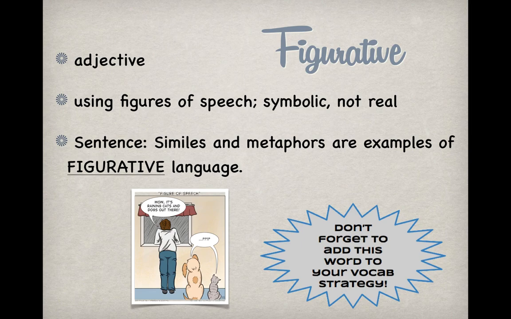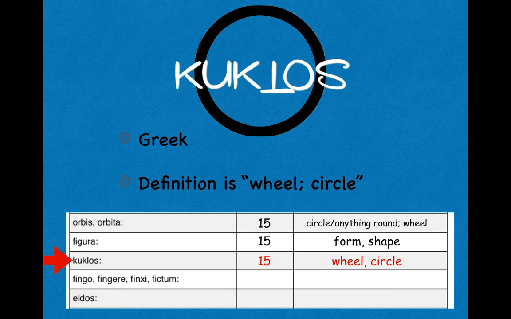Don't forget to add this to your vocab strategy before moving on to our final root, kuklos, which means wheel or circle. Now you'll notice all of these roots have to do with different shapes, and the definitions of the roots are very similar. Circum was round, orbis was circle or anything round, so very similar to kuklos. Orbita was wheel, so again an overlapping definition with this root. And then the last one we learned, figura, was form or shape. So just make sure you're listing the distinctions between all of these.